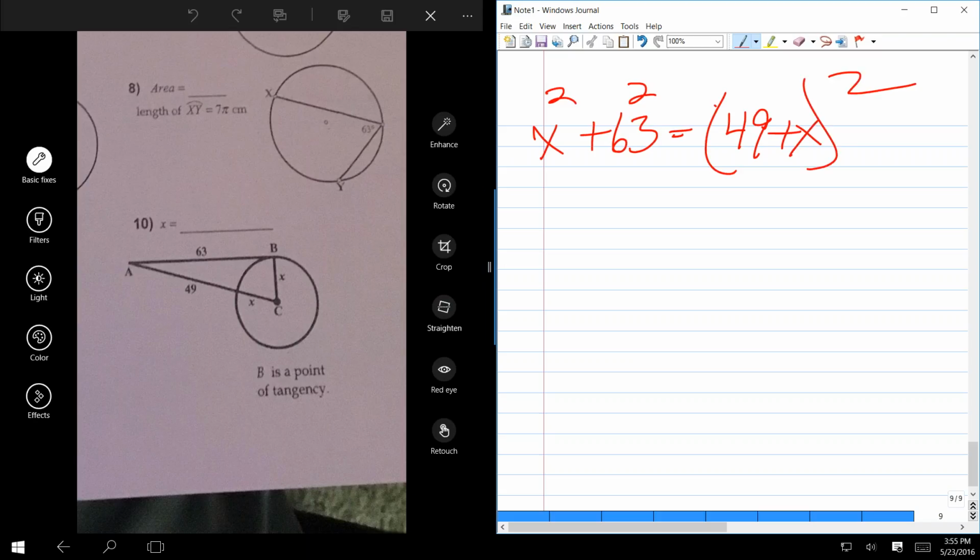Mm-hmm. Correct. And then when you solve for that, you'll even eliminate the quadratic nature of it, because when you square this, you get an x squared, which cancels out with that x squared, and you end up with an x and a bunch of numbers. And so you can solve for x. Now, I just want to point out one thing here.